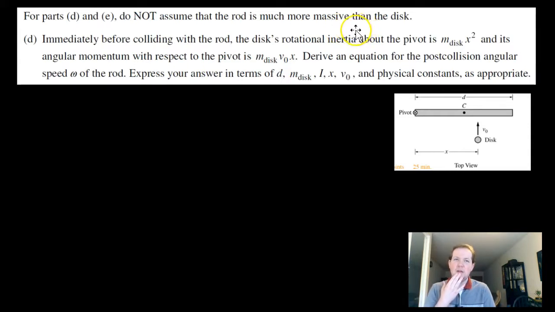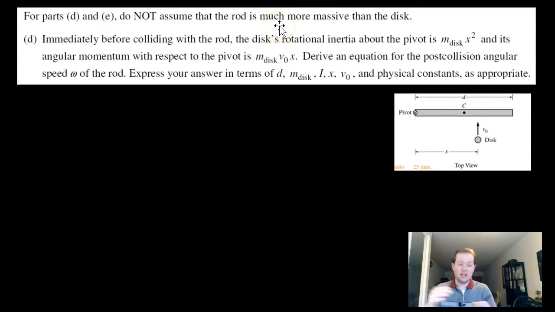Okay, so don't assume this is way more massive. So I can't make a sentence saying, well, let's pretend the rod is the mass of a train and the disk is a ping pong ball, and because this is so much more massive, this angular speed or something would be 0 anyway. I think that's what they're meaning. Okay, so I can't just assume one of these things is going to stay stationary.